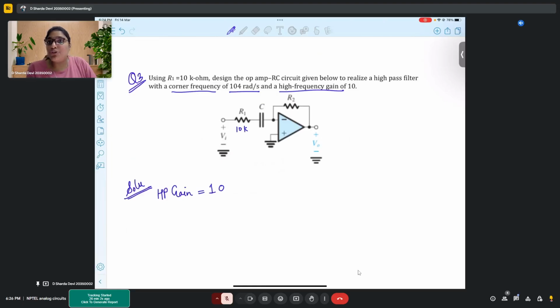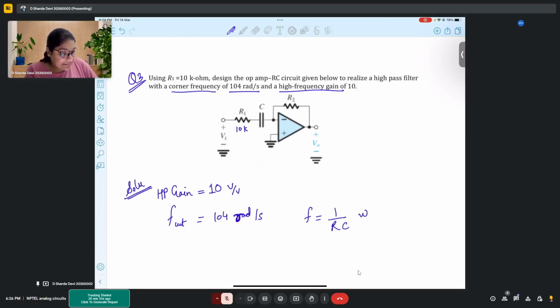So for the given circuit, the high pass gain is 10. If there is no unit involved, then it is always volt by volt. Keep that in mind. Otherwise, you would get gains in dBs, right? If there is no unit, that means volt by volt or current by current, so it depends on what parameter you are working with. Then the cutoff frequency is at 10^4 radians per second. Since it is radians per second, the cutoff frequency is 1 upon RC.